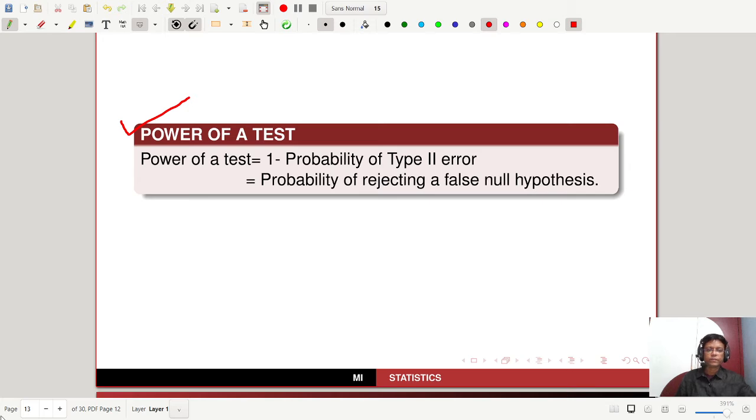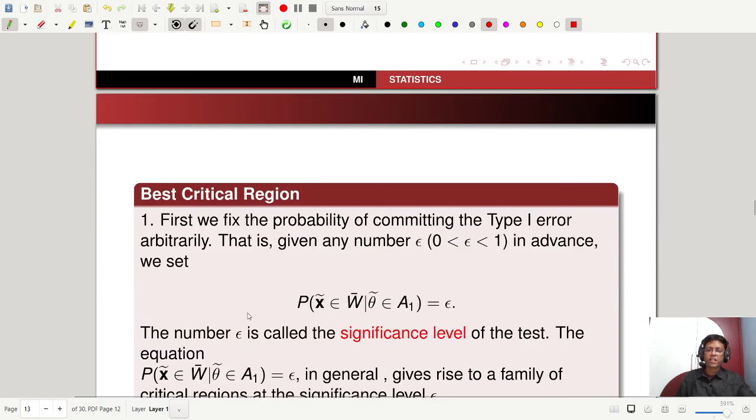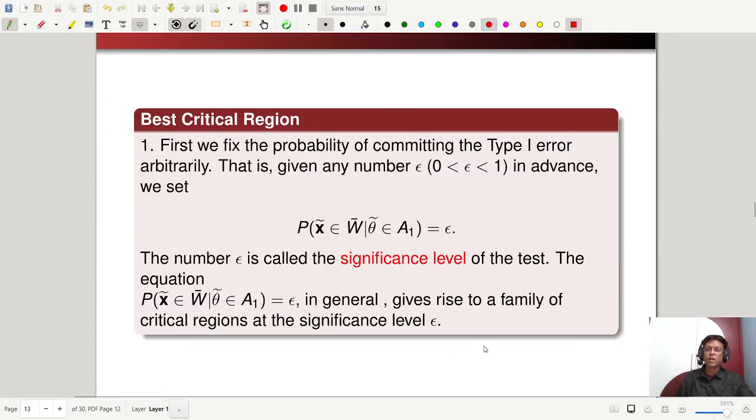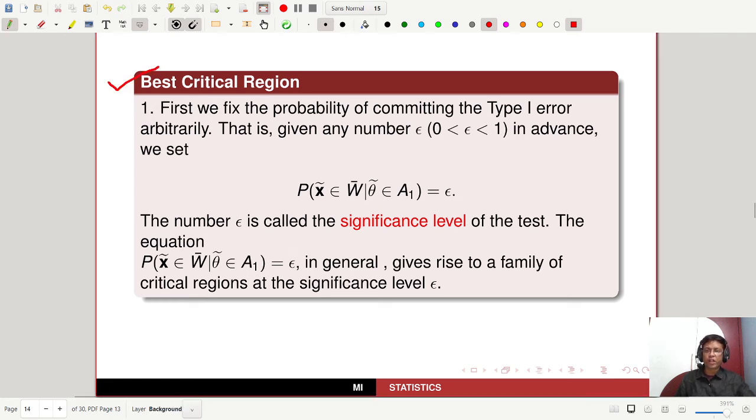Now, I will explain more. What is the best critical region now?